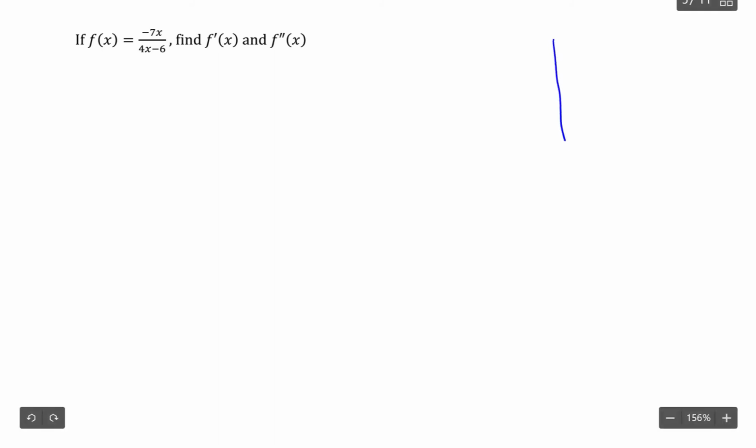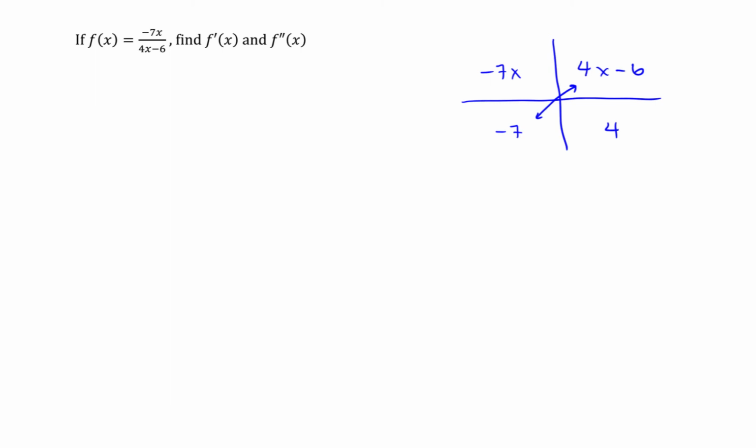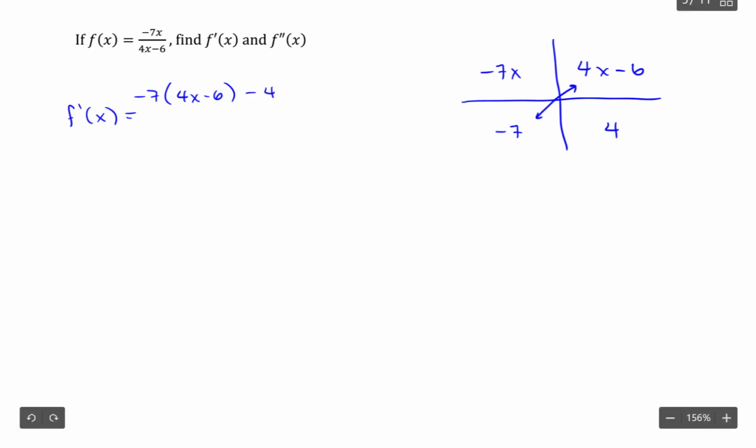So using the quotient rule to get the first derivative, what I do is I set up a box with the numerator and denominator in these corners, the derivative of those right below, and I make sure to multiply these two corners first. So the first derivative is going to be negative 7 times the quantity 4x minus 6 minus 4 times negative 7x, and that's all over the original denominator squared.